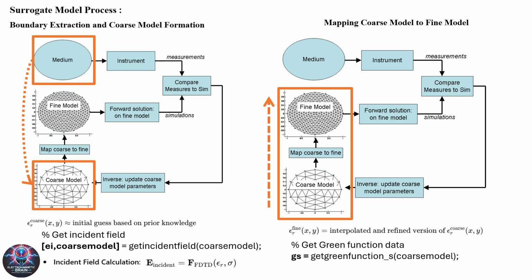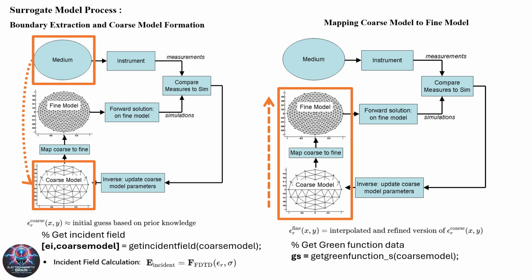This transformation is crucial because while the coarse model helps reduce computational complexity in early iterations, the fine model allows for a more accurate and refined solution as we approach the final stages of the problem. The fine model captures detailed variations in tissue properties and is used for more accurate forward simulations. Interpolation and refinement is crucial because it transforms the low-resolution grid into a higher-resolution mesh.